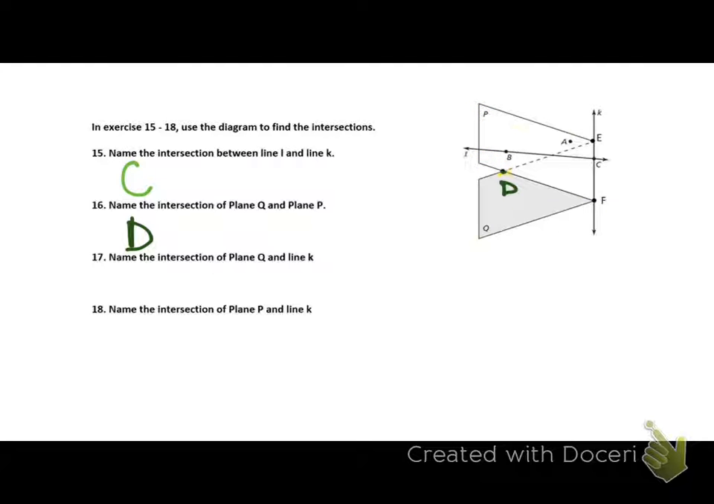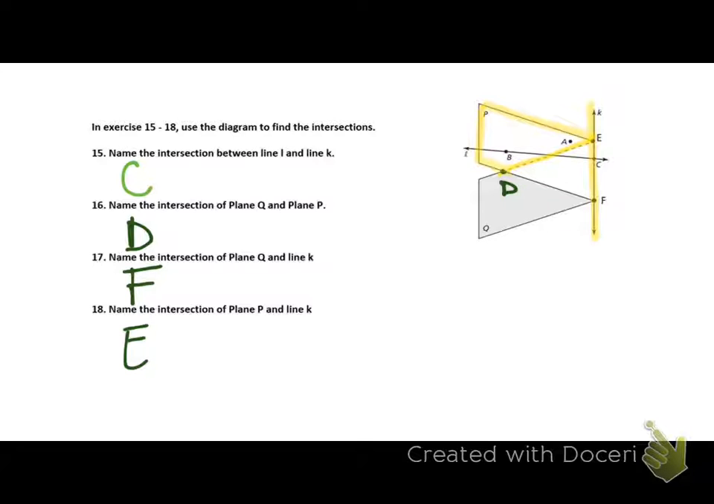All right, the next one, the intersection of plane Q and line K. Point F. Next, the intersection of plane P and line K. Point E. So I know it looks like it'll always be a point, but it won't.